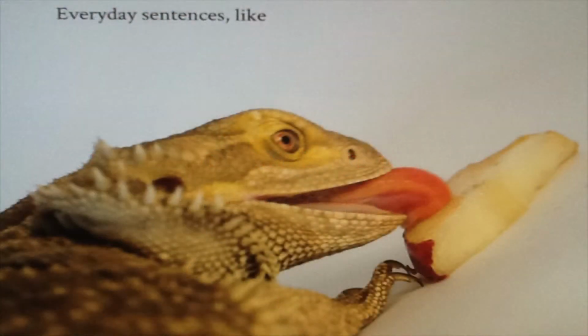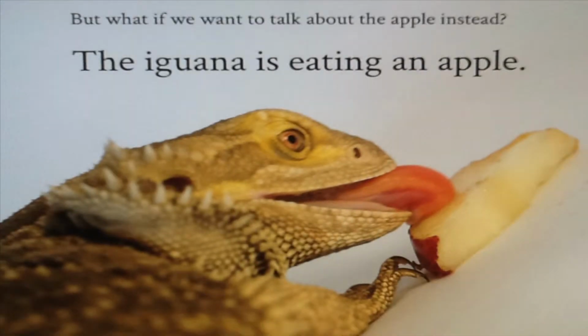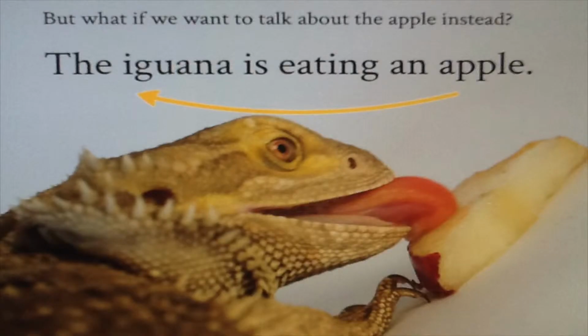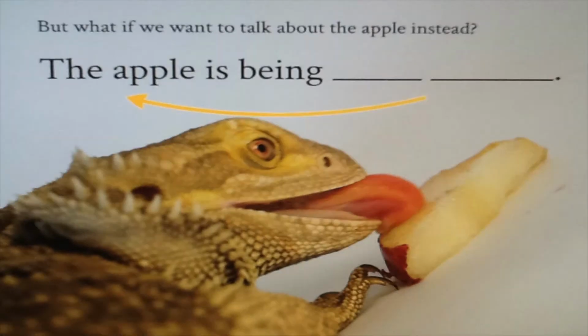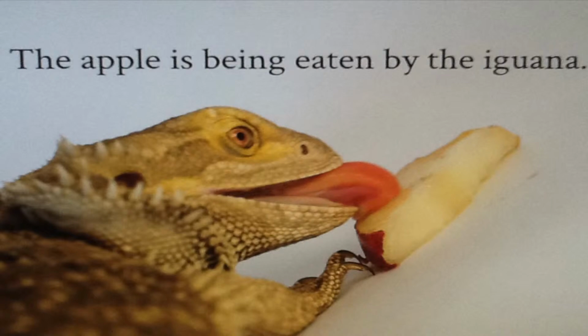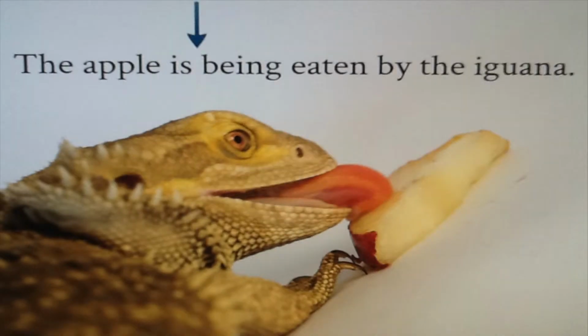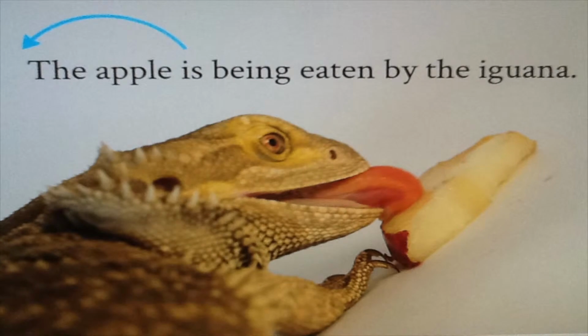Let's look at an everyday sentence like, the iguana is eating an apple. But what if we want to talk about the apple instead? We move the object to the subject of the sentence. The apple is being eaten by the iguana. To make this a negative, we would place the word not after the auxiliary verb. The apple is not being eaten by the iguana, which of course is not true.